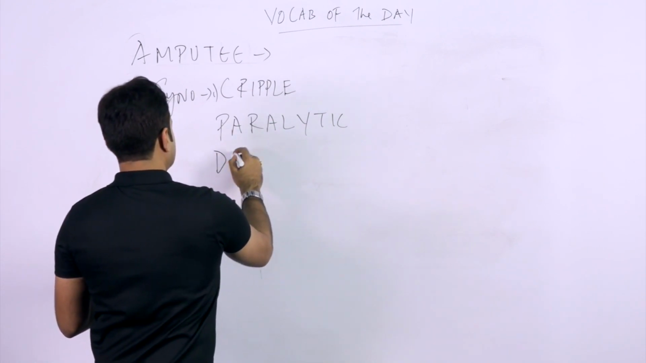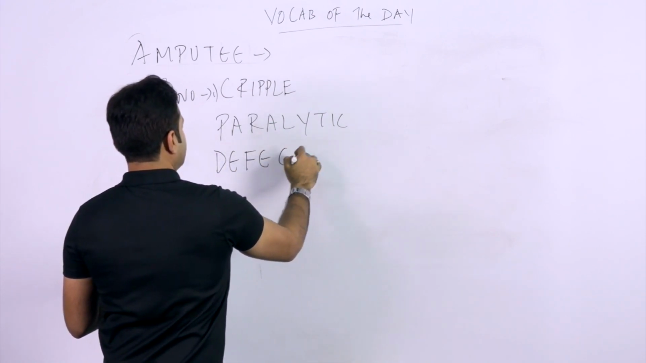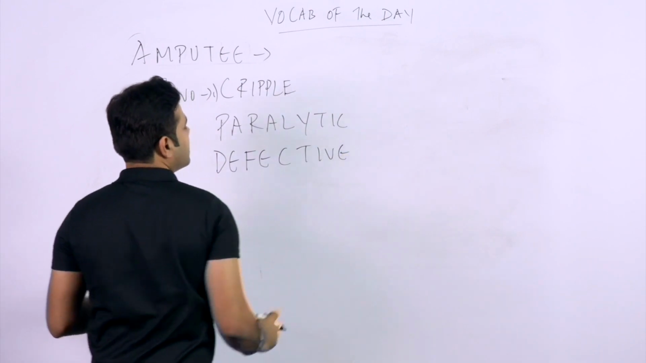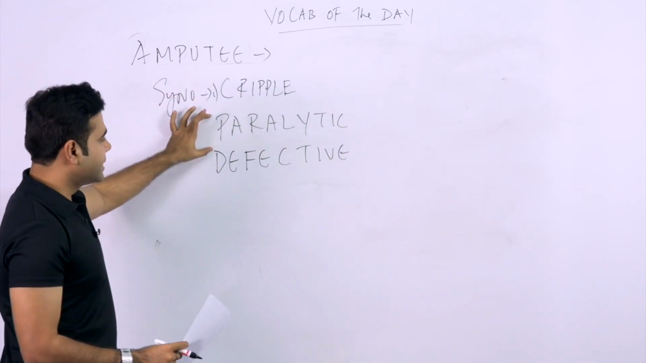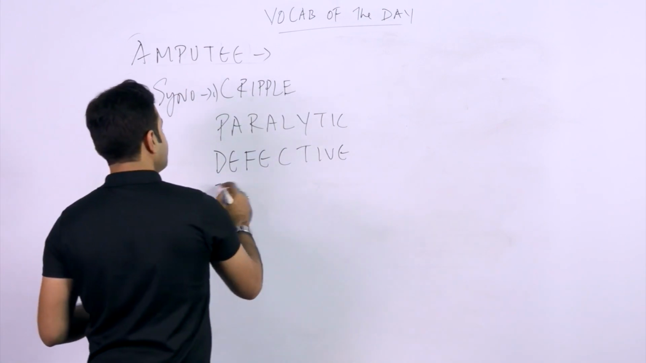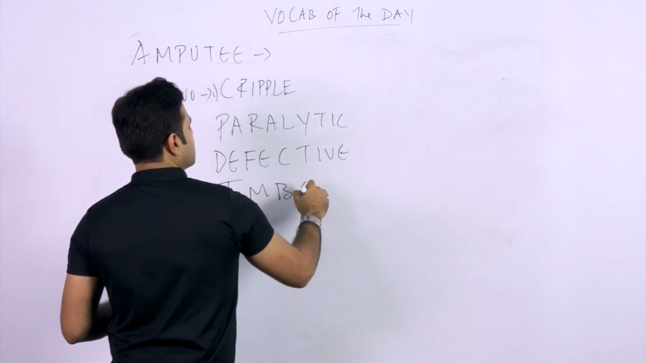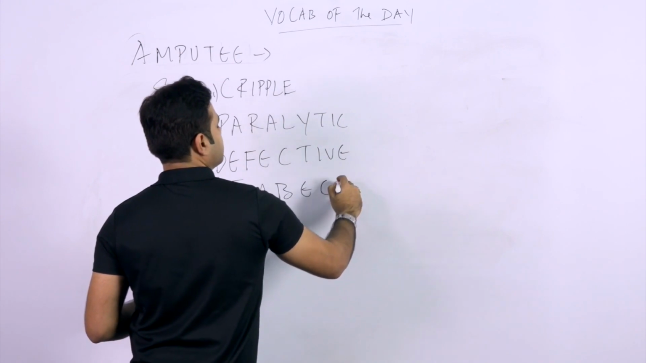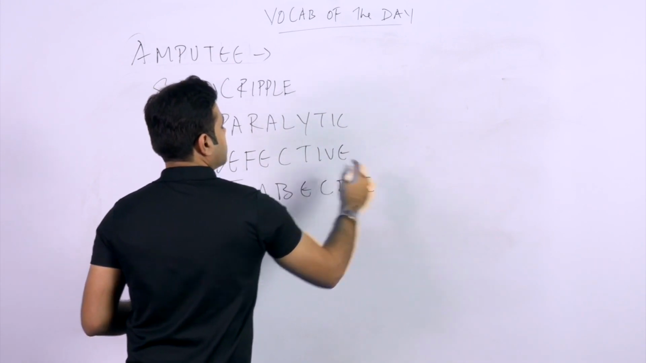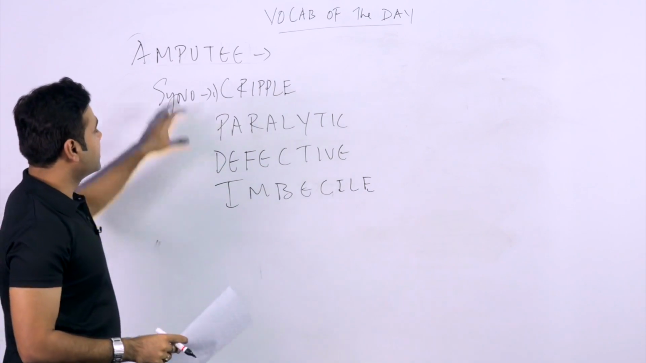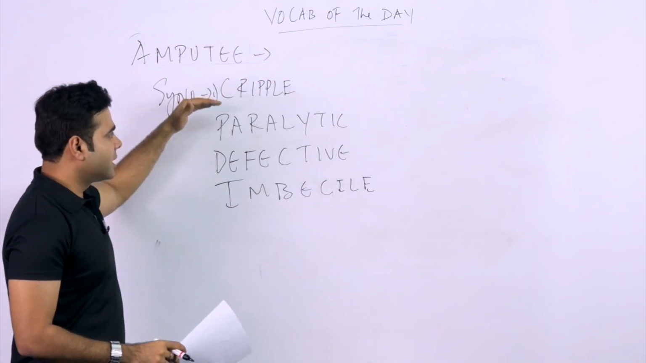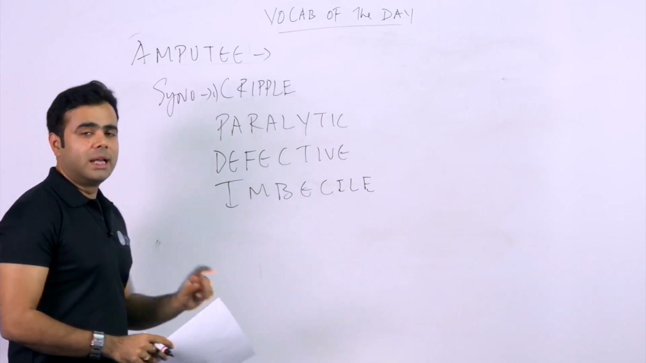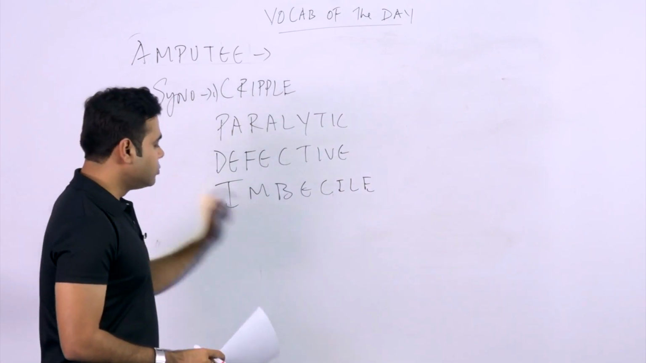And another word I have taken is defective. Why have I taken an easy word? Because you can easily connect with the word. Cripple, paralytic, defective, and imbecile. Fine. So these are also synonyms to this particular word, amputee. I hope now, students, the word amputee is pretty clear to you. Synonyms are cripple, paralytic, defective, imbecile, and I have already told you the usage of this word.